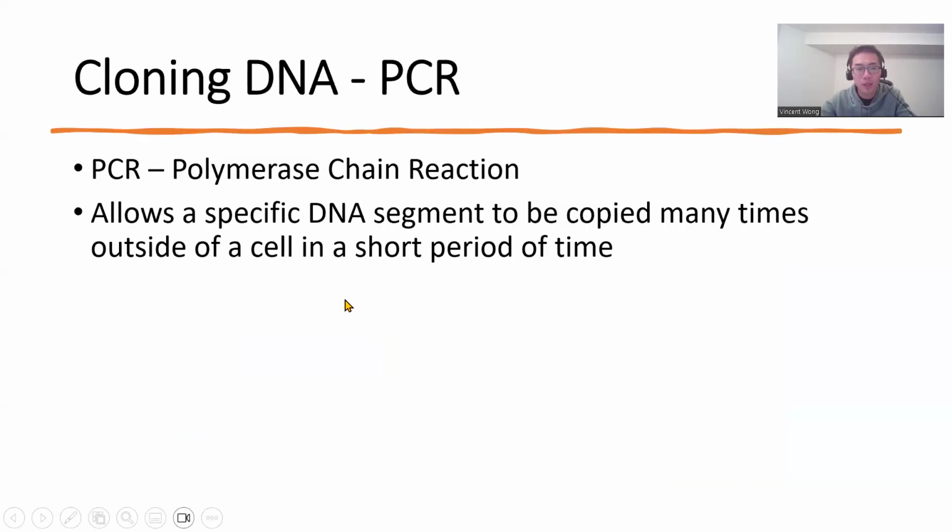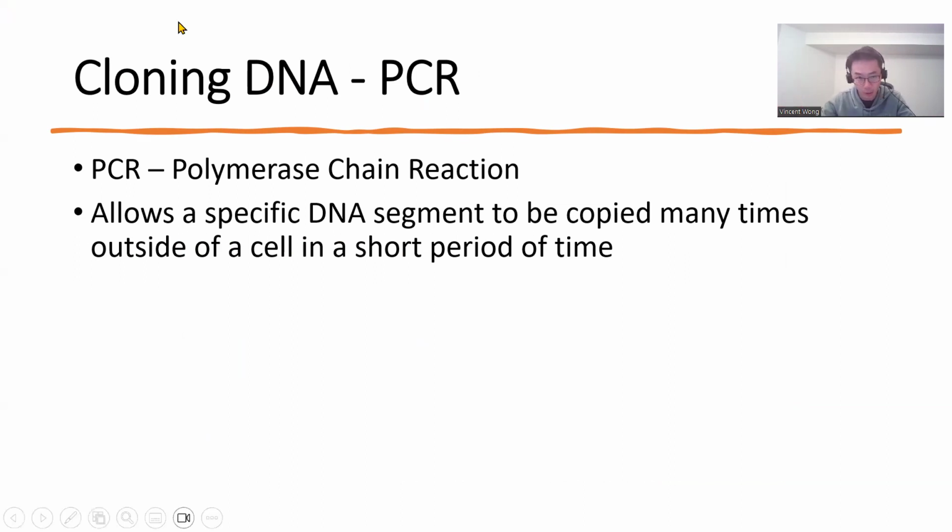Next step, after we located the gene, we have to clone the DNA. We have to make many, many copies of it. The way we do that is to use a technique called PCR, polymerase chain reaction. This allows a specific segment of DNA to be copied many, many times outside of a cell. There's no cell involved here, and you can do it in a very short period of time. Literally in an hour, you can go from one copy to billions of copies of DNA.